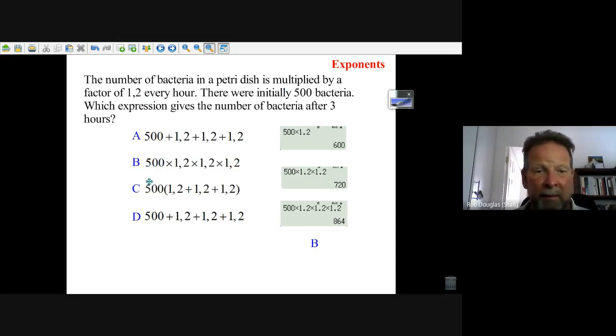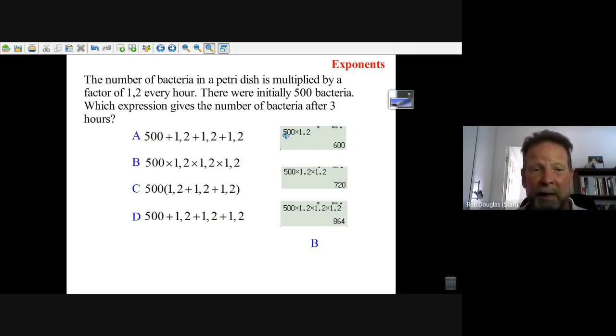Well, this one looks right. 500 times 1.2, that would kind of be for the first hour. It says every hour. There'd be the second hour. There'd be the third hour. That one kind of makes sense.